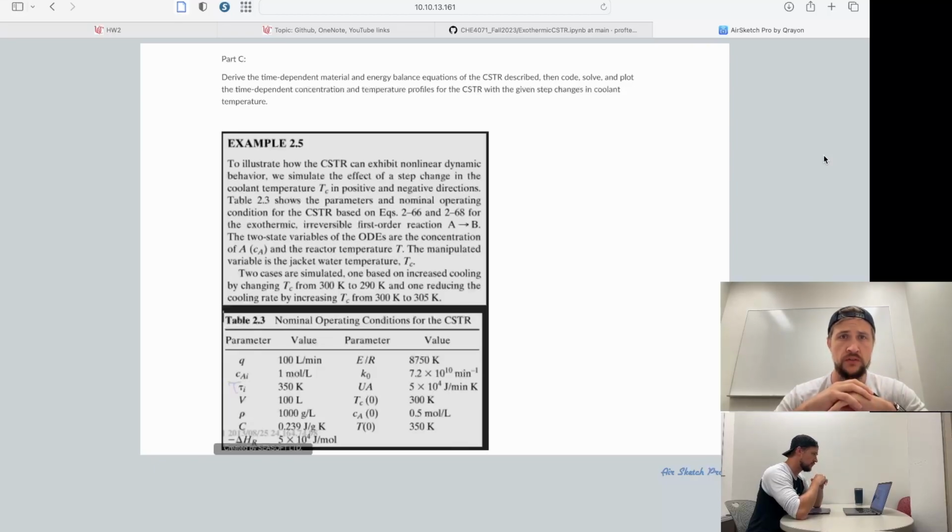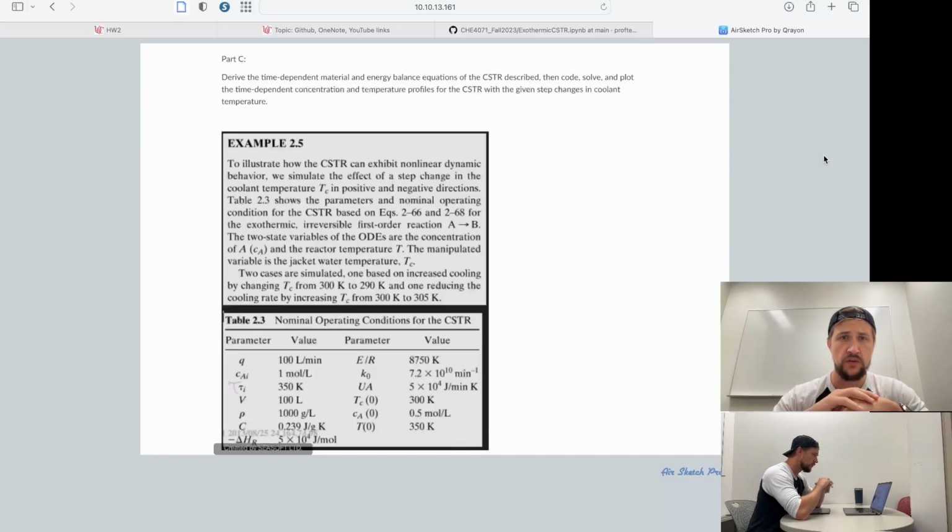And so what we want to do is illustrate how the CSTR can exhibit nonlinear dynamic behavior, and we're going to simulate the effect of step changes happening with our coolant temperature, which will be in a surrounding cooling jacket around the CSTR. The reaction from A going to B is an exothermic irreversible first order reaction, and that's going to play a role in how we determine our rate equation.